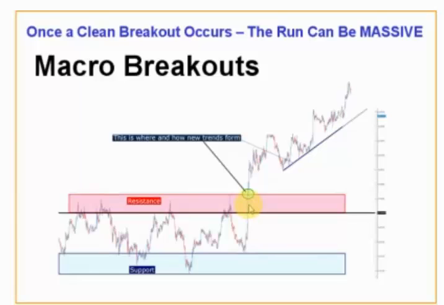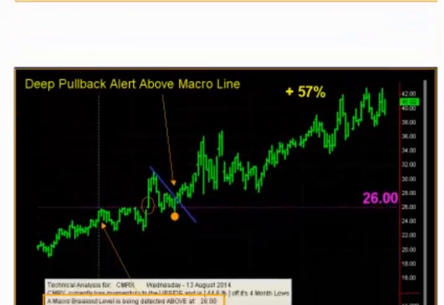You might be able to increase your win rate as well as your overall profitability by only trading stocks that are breaking out of the macro breakout zones. So here's an example. Once you get a clean breakout, that's where we see the big massive runs. So this is a whole new level of analysis that we can utilize on top of the micro swing trade setups. So let's take a look at some examples.